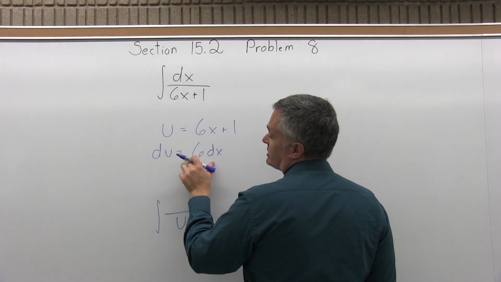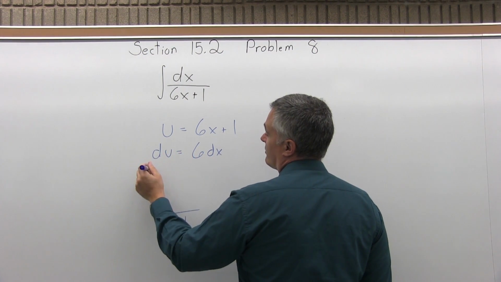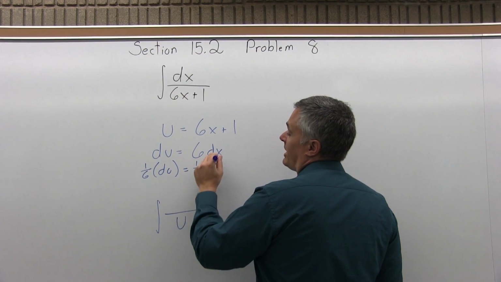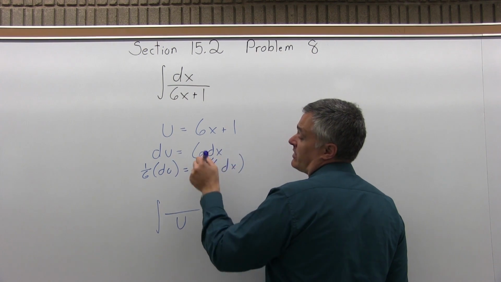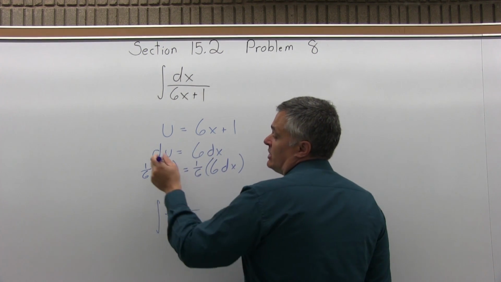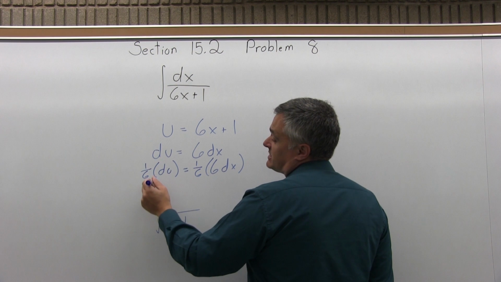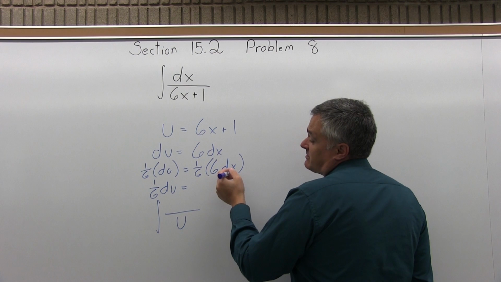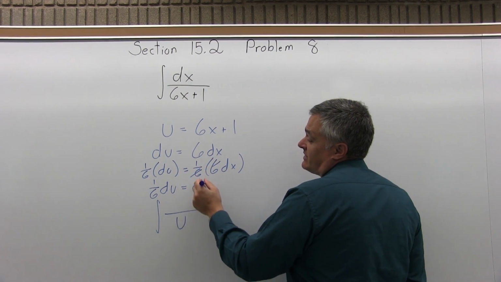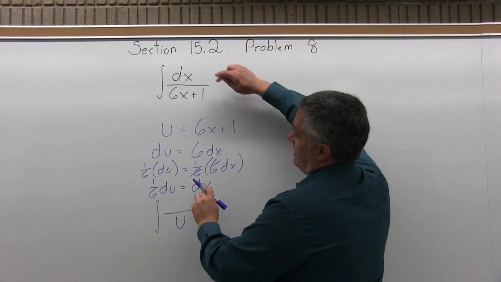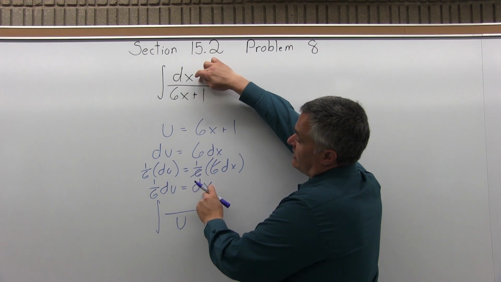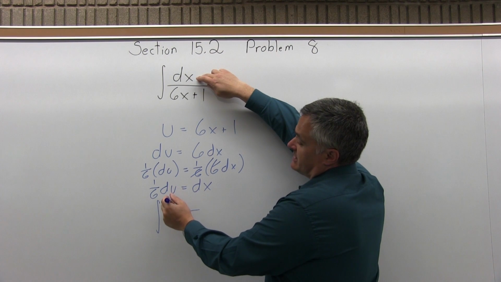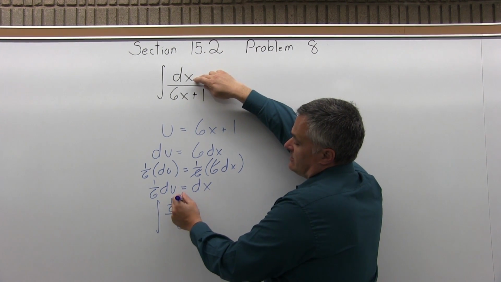So again, it's an equation, right? It's got an equal, so I can do whatever I want as long as I do the same thing on both sides. So on both sides, I will multiply times 1 over 6, times whatever I have to get rid of the 6. So on the left, 1 over 6 times du is 1/6 du. And on the right, 1 over 6 times 6 dx, the 6's cancel, and I have dx. Now, the dx that I want to replace, I know exactly what it's equal to. I have a perfect match. Dx is equal to 1/6 du.